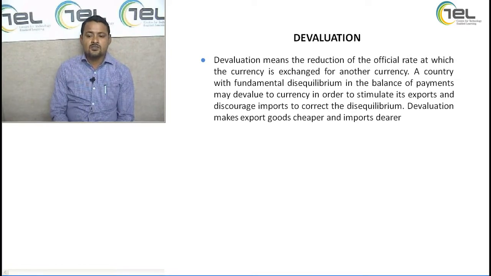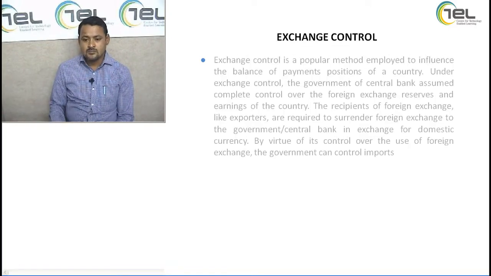Devaluation of the currency. Devaluation means the reduction of the official rate at which the currency is exchanged for another currency. A country with fundamental disequilibrium in balance of payment may devalue the currency to stimulate its exports and discourage imports. When the value of the currency in terms of another currency comes down, it will make the imports much dearer and exports cheaper, which means exports will go up and imports will come down.